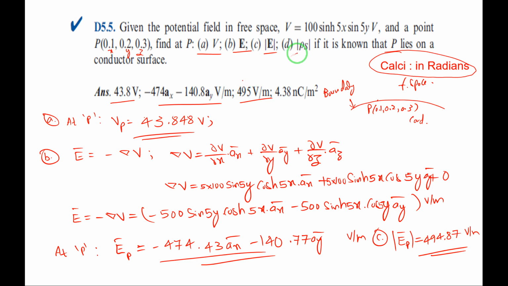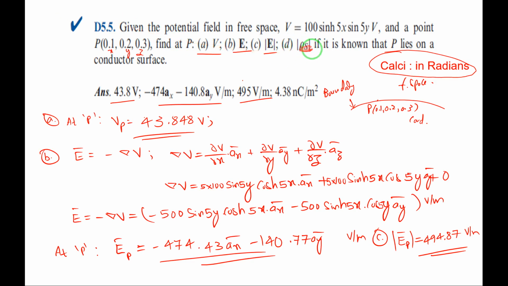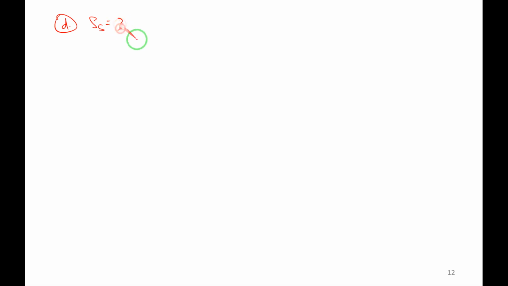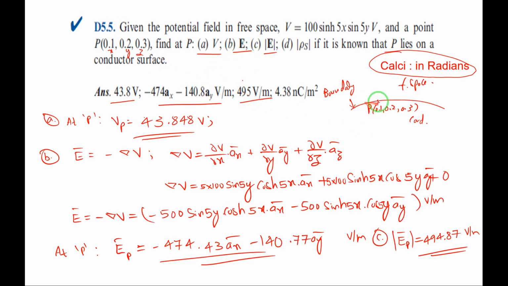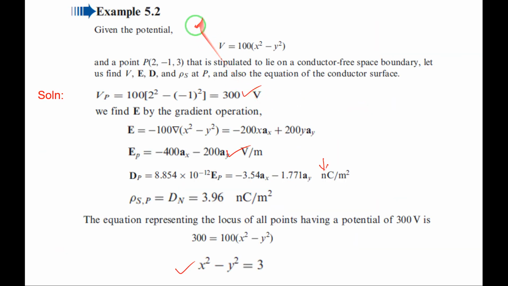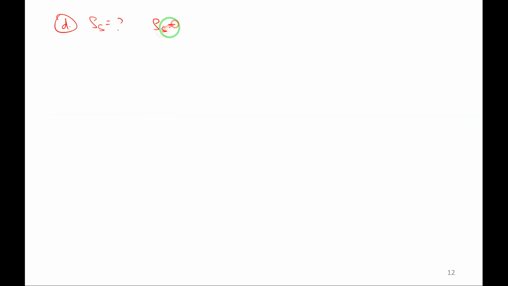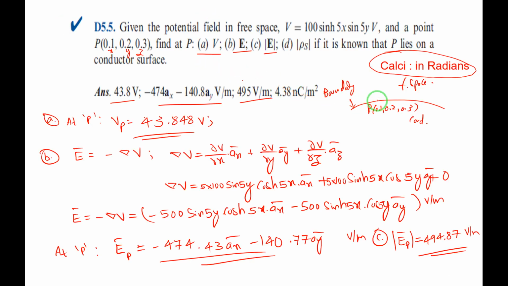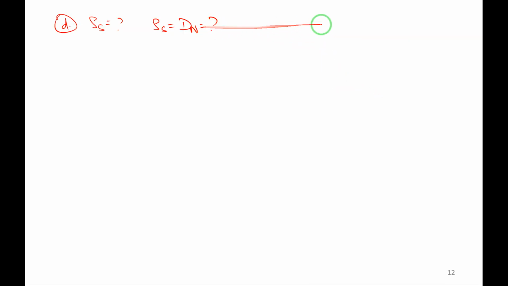This is over. Next, part D, magnitude of rho s. Rho s is a magnitude only. So how to find rho s? We will make use of the boundary condition: Dn equals rho s, so rho s equals Dn. Since the point is lying on the boundary, the tangential component Dt is 0. Whatever the D vector is, it is nothing but the normal component only. So D equals Dn only, because Dt is 0.